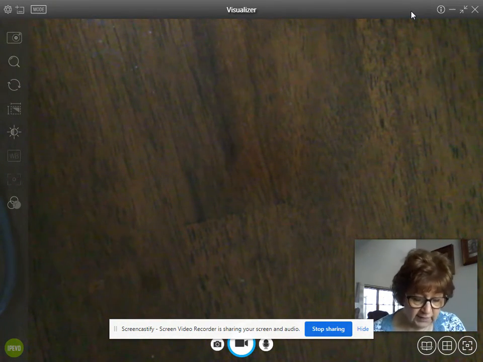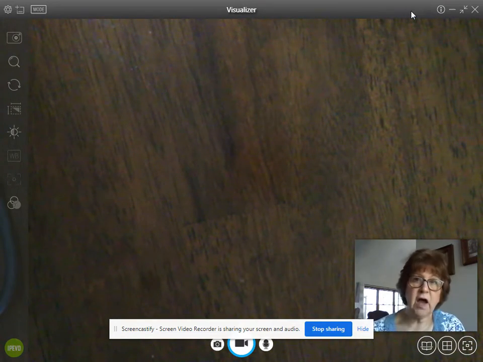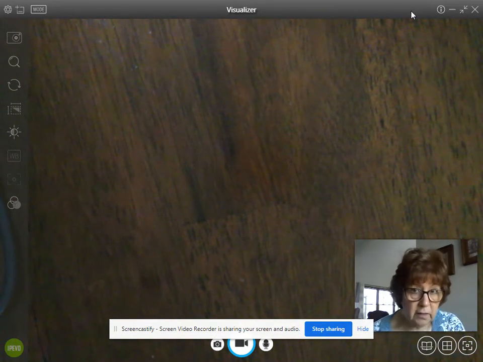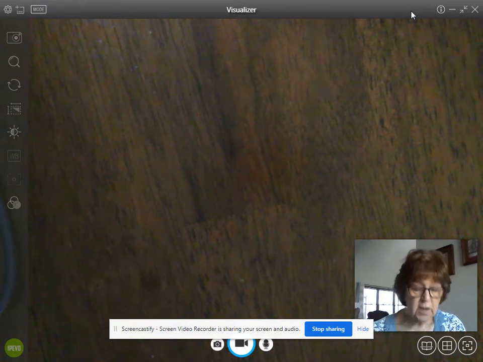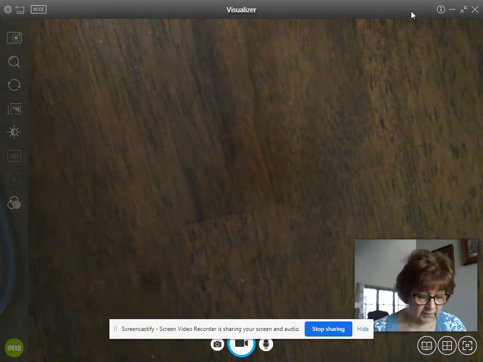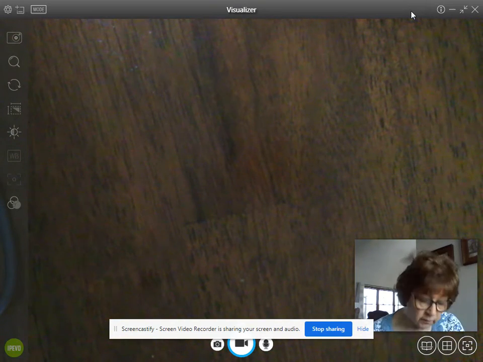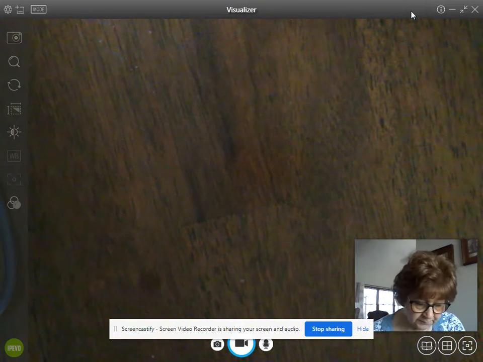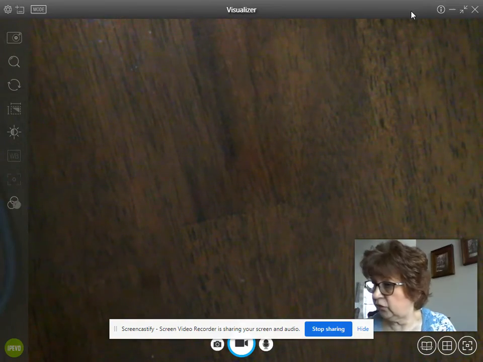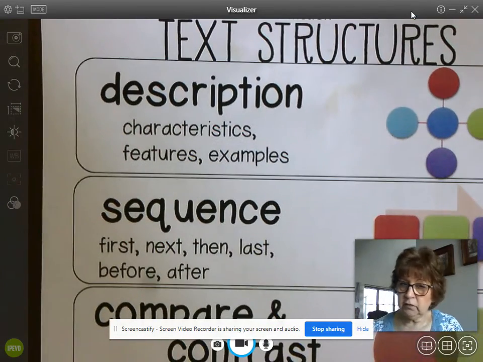Text structure is the arrangement of ideas and the connections to the topic that the author uses. Knowing the structure of the text gives a reader a plan to help them understand the information that they are reading. Okay, there are five main kinds of text structure, and so let me show you those. There is description.